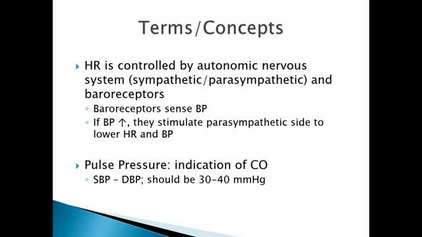Pulse pressure is also an indication of cardiac output. So if you take the systolic blood pressure number and subtract the diastolic blood pressure number, that is your pulse pressure. And it should be between 30 and 40. If it's narrowed, that's a problem. If it's too wide, that's a problem.